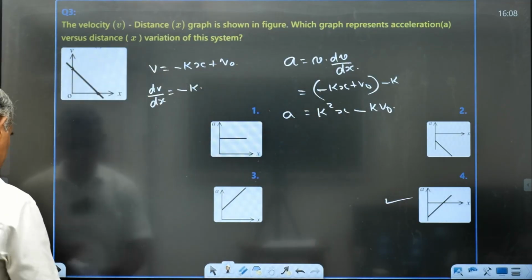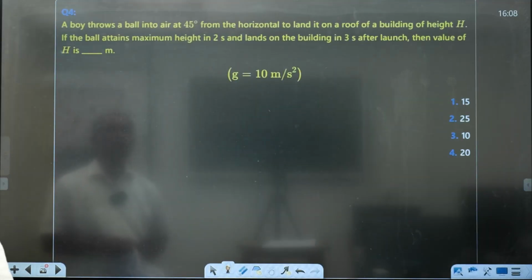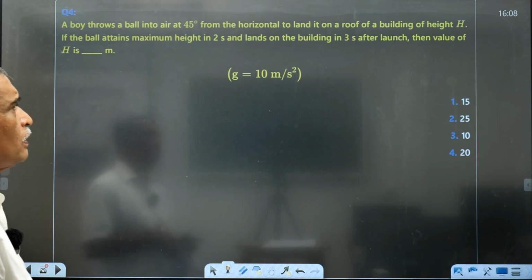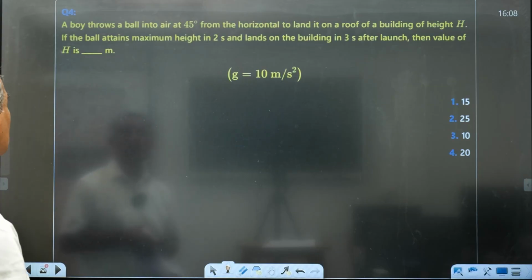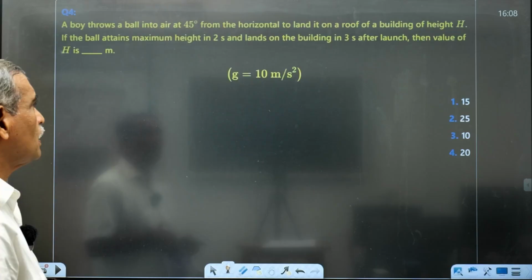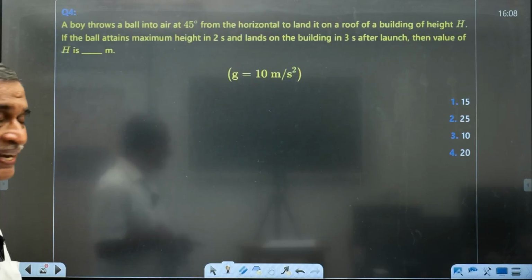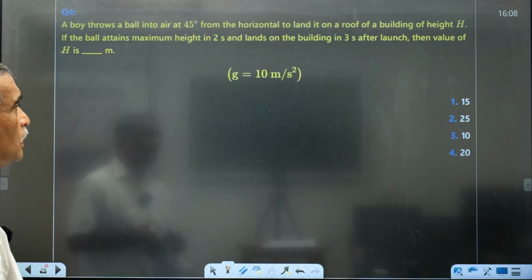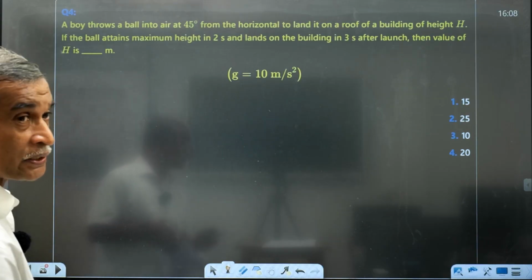A boy throws a ball into the air at 45 degrees from the horizontal to land it on the roof of a building of height h. If the ball attains maximum height in 2 seconds and lands on the building 3 seconds after the launch, the value of h is, where h is the height of the building.